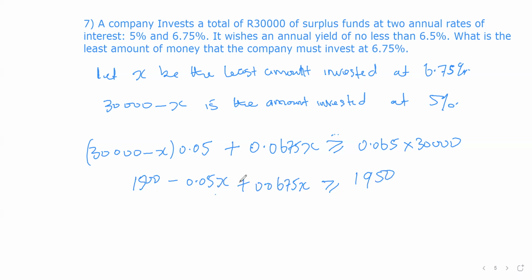We add up these two terms in X. We get 0.05 plus 0.0675, which is 0.1175. 1,500 minus 0.1175x is greater or equal to 1,950. Move the 1,500 to that side, right? No, we didn't add this nicely. It's supposed to be negative 0.05x plus that guy. We always read every term together with its sign, all right?